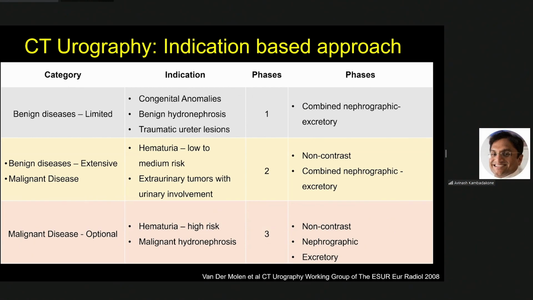Now, if you look at the literature, there is variability, but there's this paper from a working group from the European Society of European Radiology where they looked at CT urography based on indications. They recommend a single phase combined nephrographic and excretory phase for patients with benign diseases, which could be the cause of hematuria. Two phase, where it's either extensive benign disease or low risk malignancy, or three phase for patients with high risk hematuria or malignant hydronephrosis.